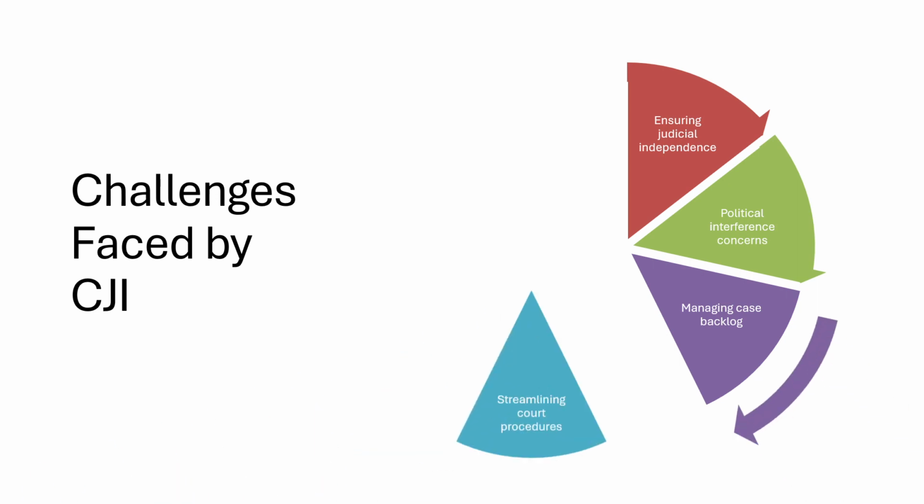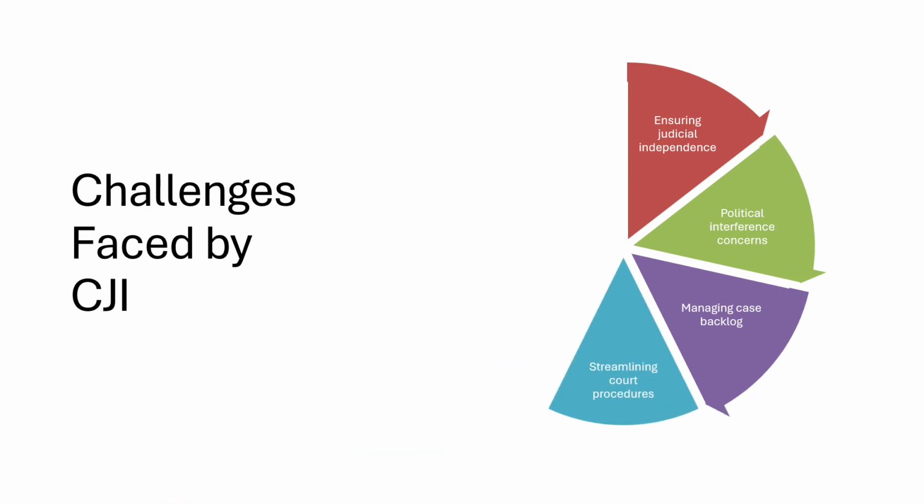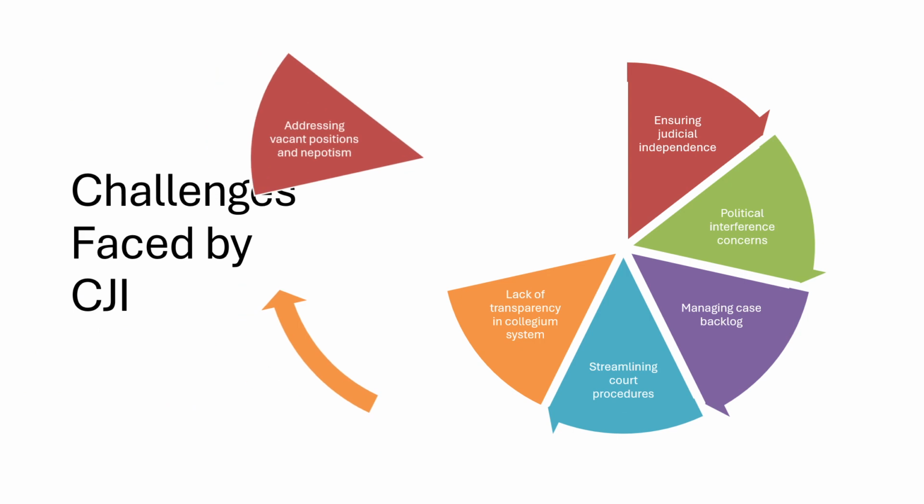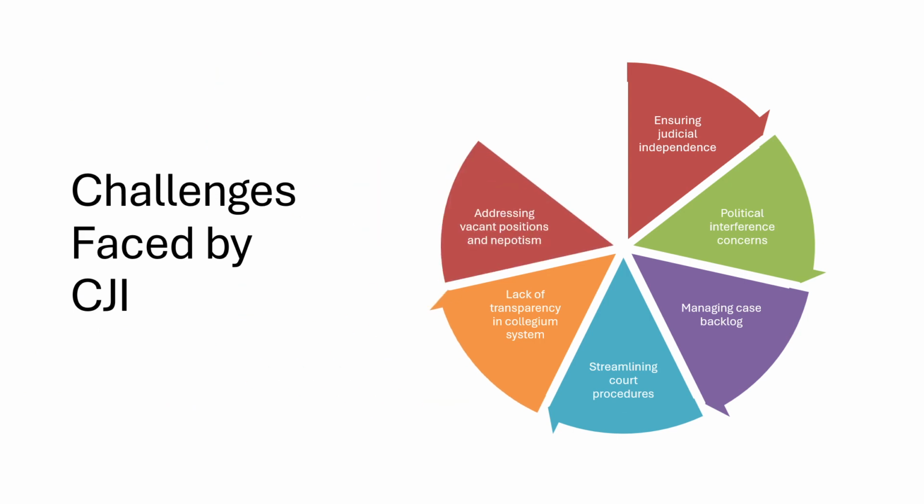The Chief Justice of India must focus on streamlining court procedures, improving infrastructure, and increasing the number of judges to expedite case resolution. The collegium system, while designed to ensure merit-based appointments, has faced criticism for its lack of transparency and accountability. Additionally, vacancies in the judiciary exacerbate the problem. The Chief Justice of India must work towards a more efficient appointment process and address concerns about nepotism or favoritism.